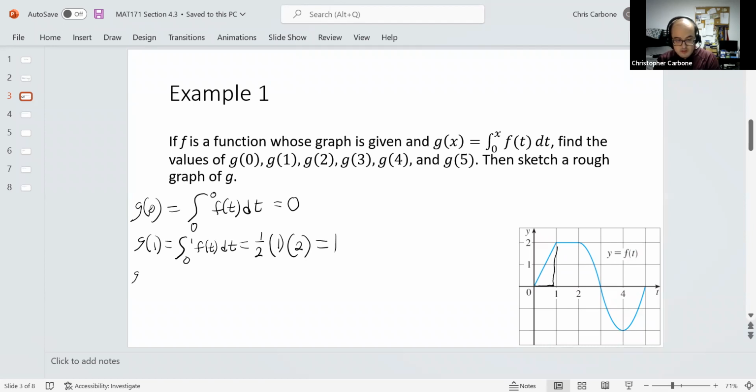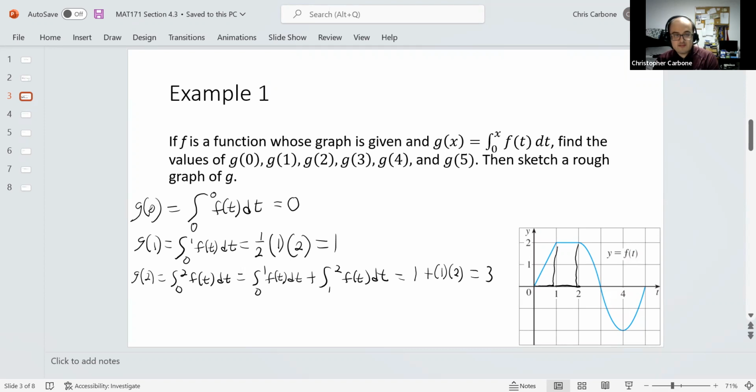G of 2 is the integral from 0 to 2 of f of t dt. This is the same thing as the integral from 0 to 1 of f of t dt, plus the integral from 1 to 2 of f of t dt, since we now add in this rectangle here. So from g of 1, that just gave us 1, plus from this rectangle, we have a base of 1 times the height of 2, so 1 times 2. This would be 1 plus 2, so this gives 3.